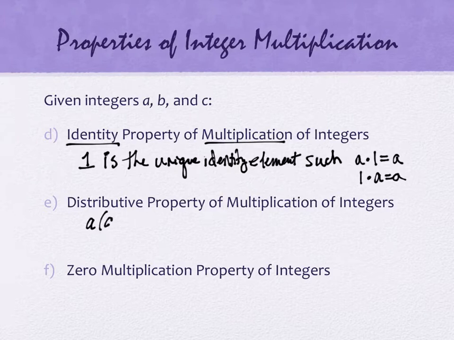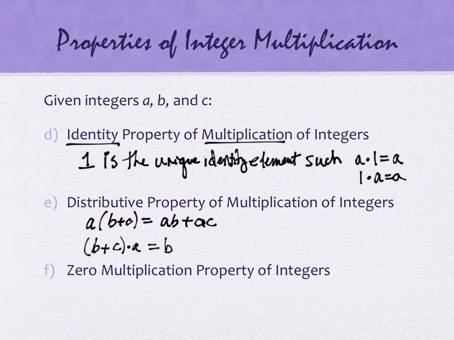So I have A times (B plus C). That's the same as AB plus AC. And it doesn't matter whether the A is at the beginning or the A is at the end. So if I had (B plus C) times A, you can write it as BA plus CA, but that's exactly the same thing. The order doesn't make any difference.